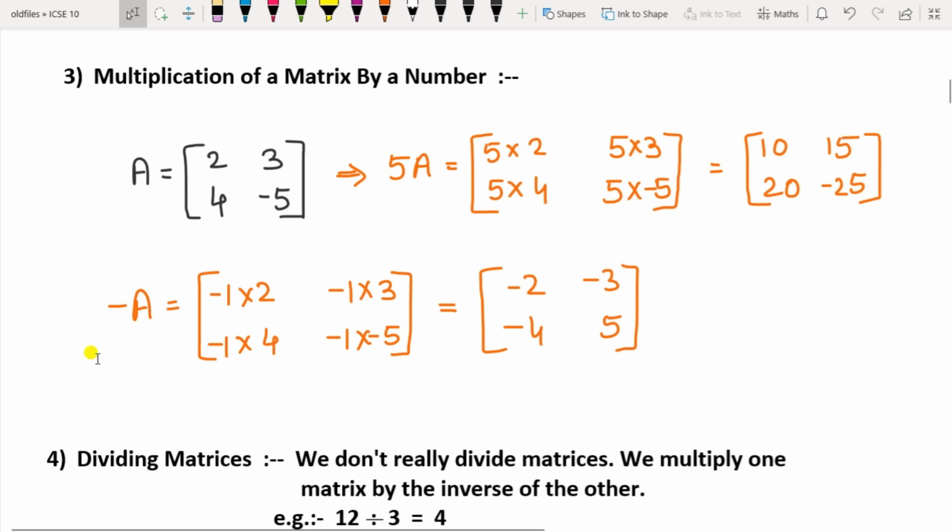Now here it is only written minus A, so no number is given, but only a minus sign, it means it is minus 1 here. So all the elements of A should be multiplied by minus 1 and you get the resultant matrix.